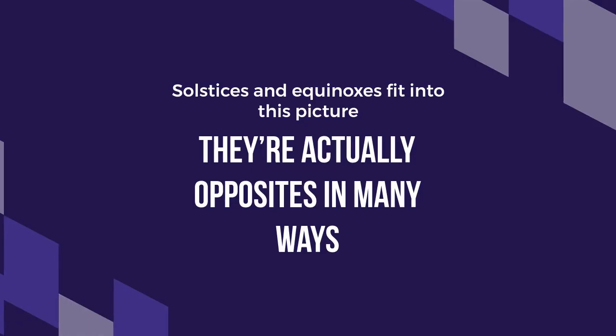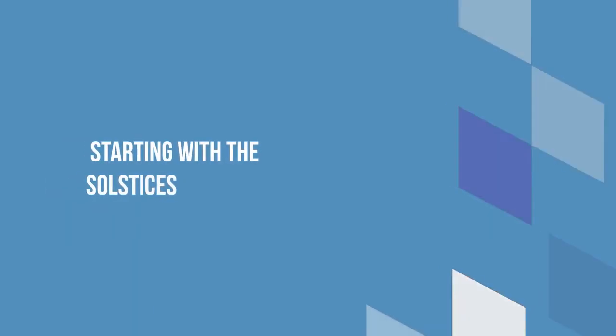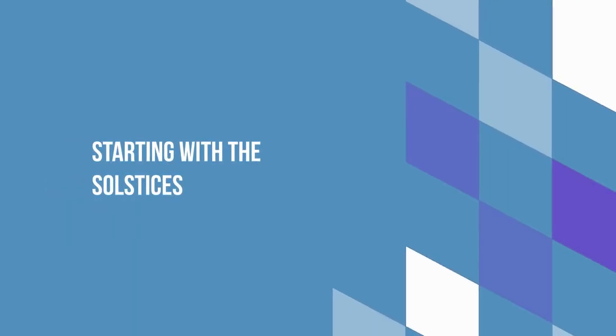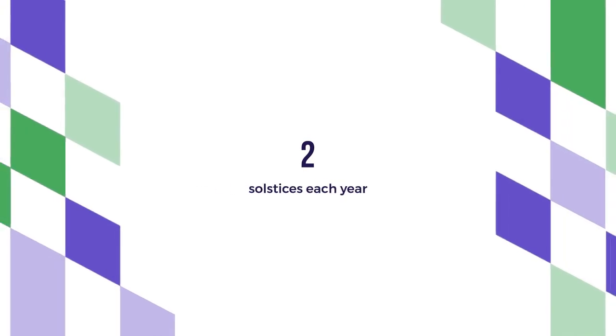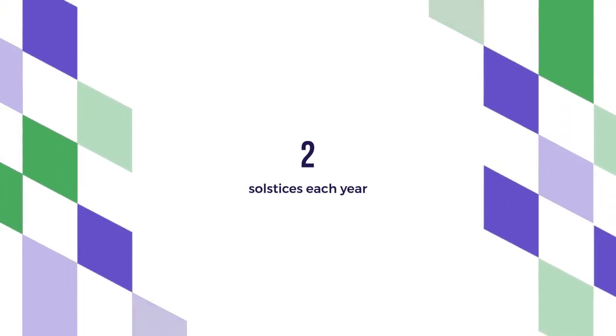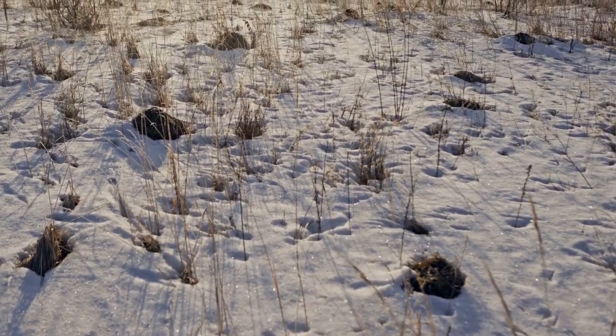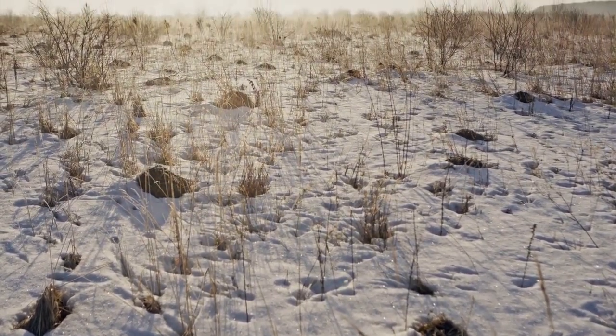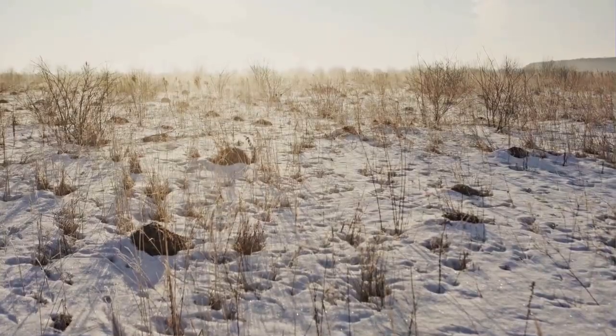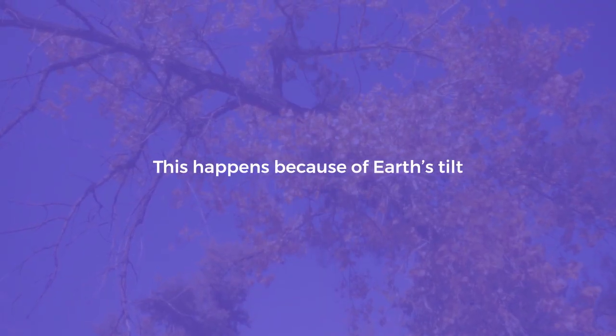They're actually opposites in many ways. Let's break it down, starting with the solstices. There are two solstices each year, one in June and another in December. During these days, the sun's path across the sky reaches its farthest point north or south of the equator. This happens because of Earth's tilt.